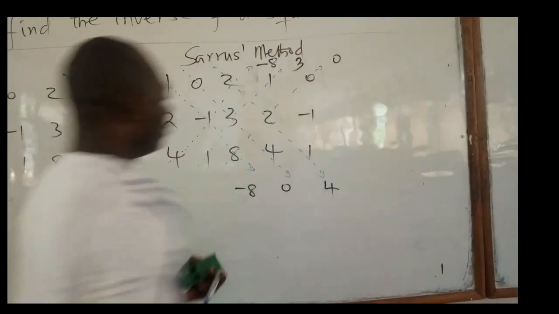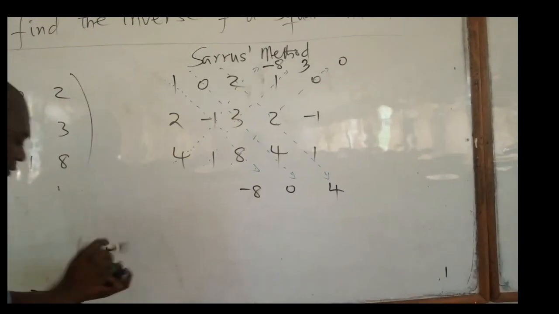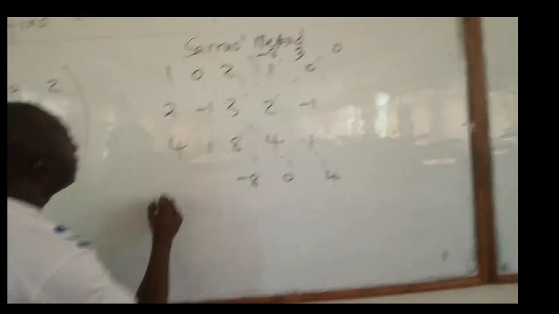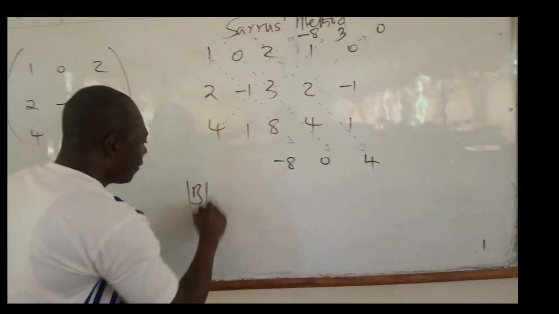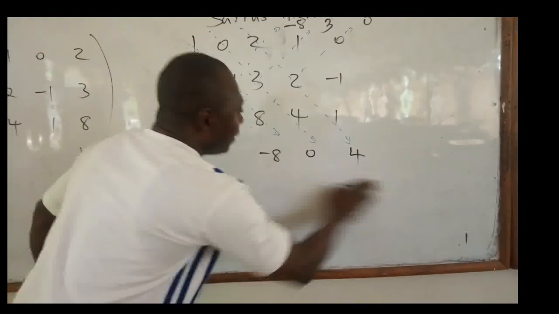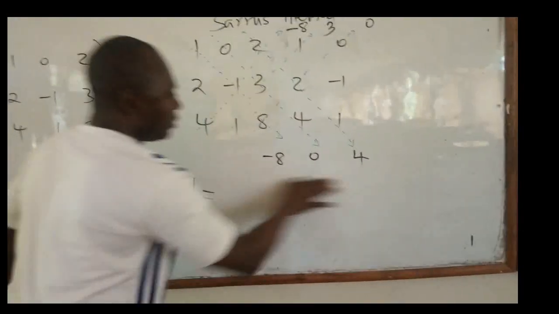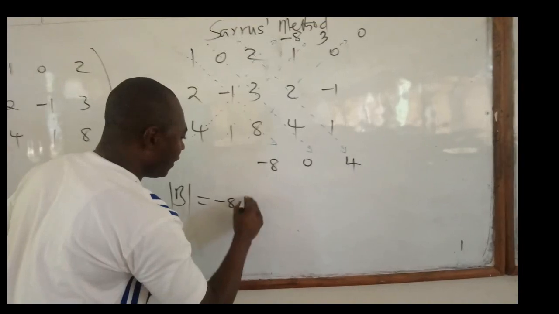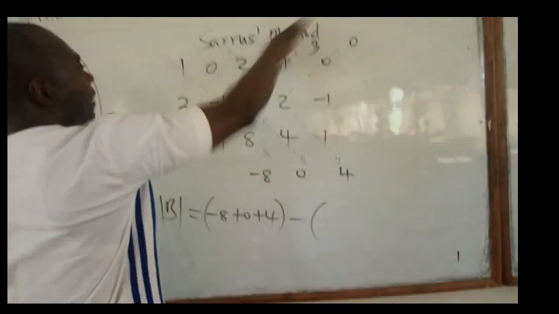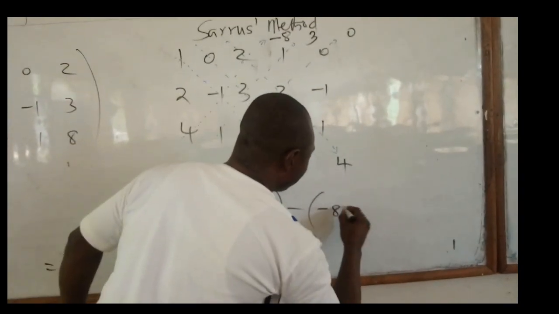8 times 2 times 0, that is 0. Now, to find the determinant of the matrix B, you just add the numbers here, the numbers we had here: negative 8 plus 0 plus 4. And then you subtract the numbers at the top, the sum of the numbers at the top.